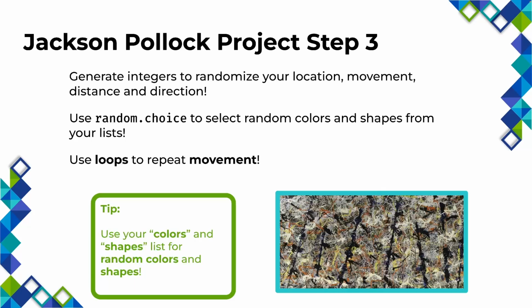Great, now that we familiarized ourselves with the random function, let's do step 3 of our Jackson Pollock project. We are going to generate integers to randomize our location, movement, distance, and direction. So we would use random.choice to select colors and shapes from our list, and we are going to use random.randrange to select random locations on our canvas. Take a moment to implement this in your code.